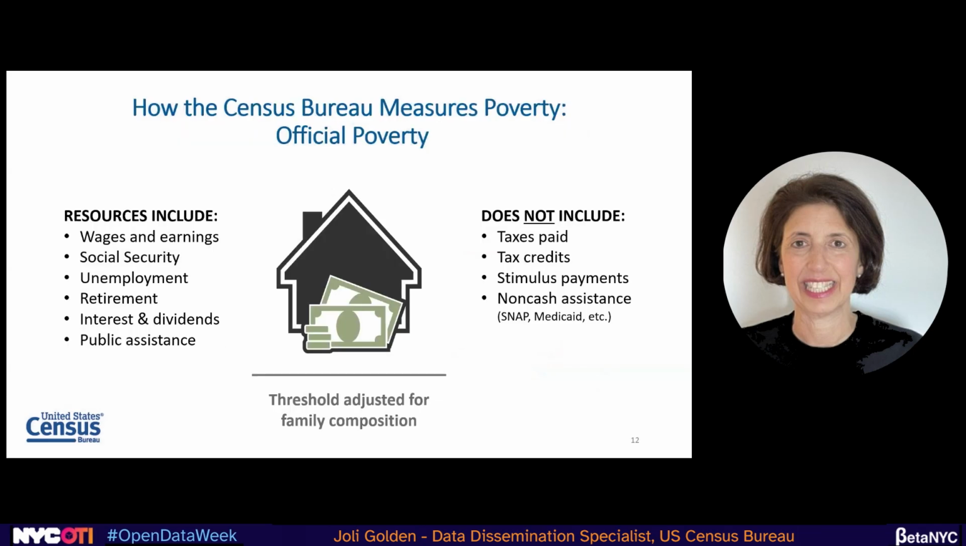Let's look further at that. With the official poverty measure, we're looking at resources like wages and earnings, Social Security, unemployment, retirement, interest and dividends, and public assistance. We do not include taxes paid. We do not include tax credits or stimulus payments or non-cash payments like SNAP nutritional benefits or Medicaid.